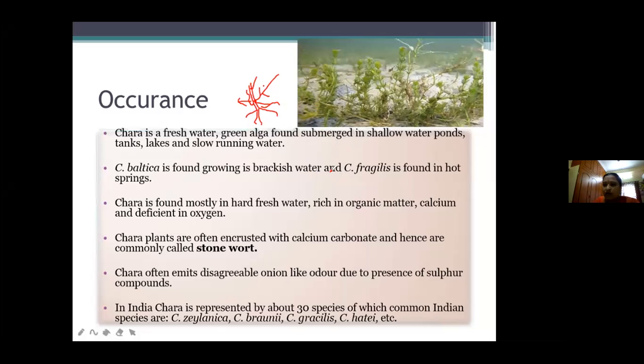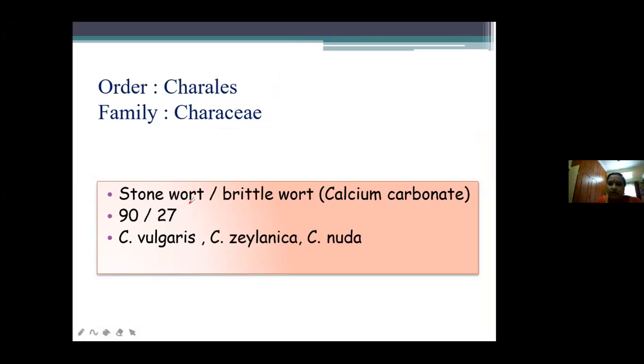Okay, next one. In this Chara, very important, the name: Chara is also called by another name. It is called stonewort and brittlewort. These are the two names of Chara. Why is it called stonewort and brittlewort? Because the thallus is made up of calcium carbonate, and is rough. That's why this name is called stonewort or brittlewort.